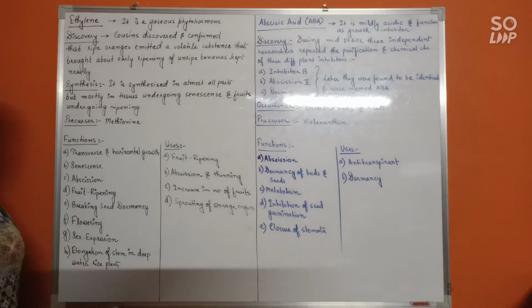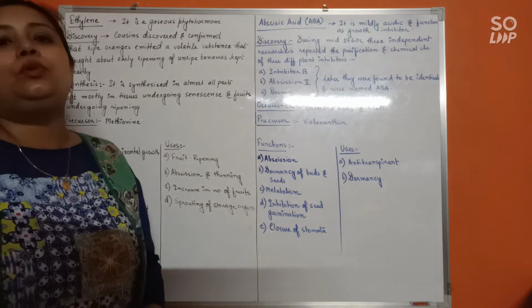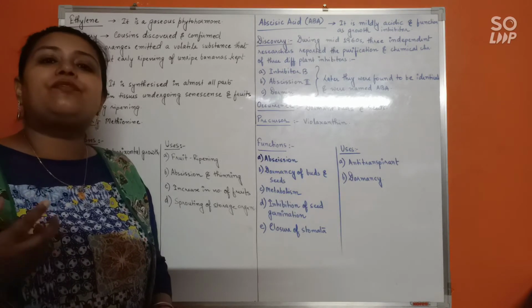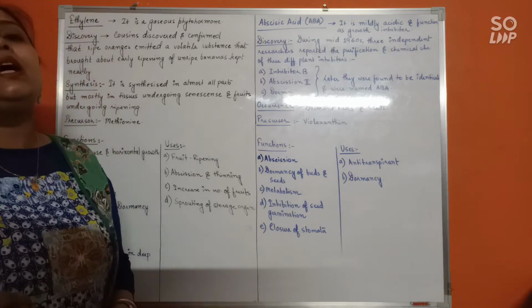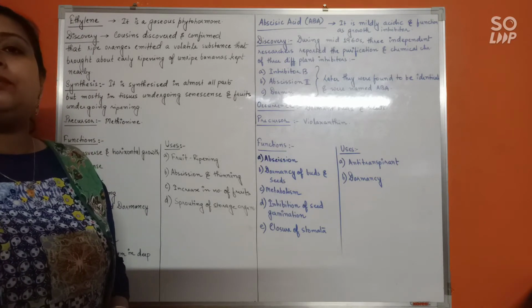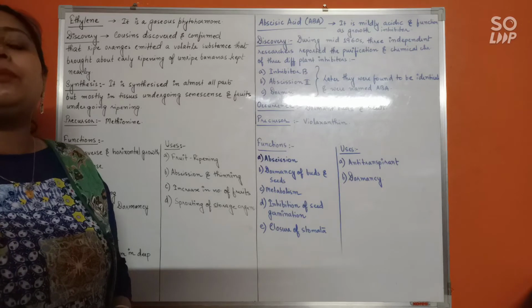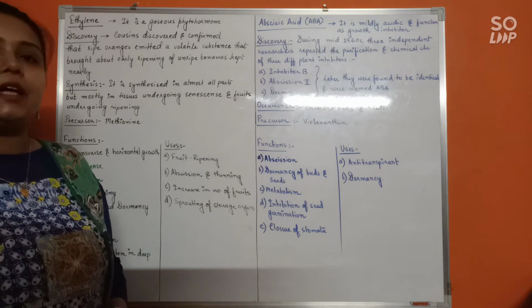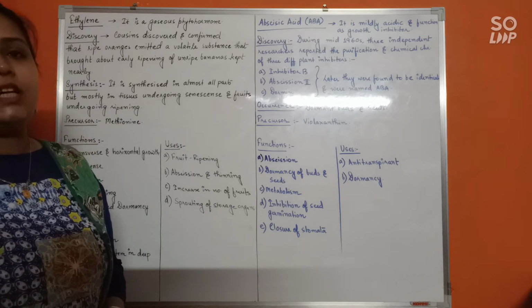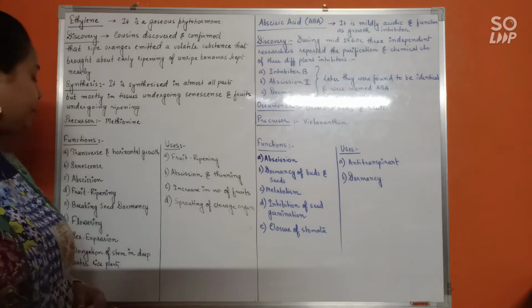Sex expression. We have seen that in certain plants like cucumber, ethylene will promote femaleness in the plant body. You might be thinking, what is femaleness in the plant body, right? Femaleness simply means an increase in female flowers. So in certain plants like cucumber, the number of female flowers will be increased under the action of ethylene. And that's a benefit, because the more female flowers, the more fruits, isn't it?